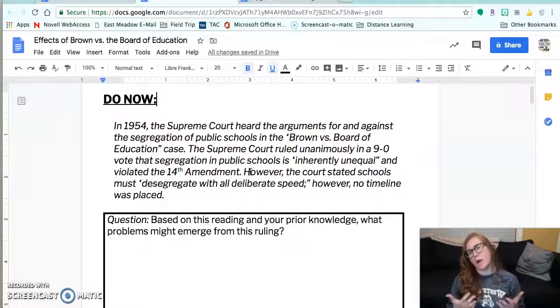And when I talk about prior knowledge, draw upon what we talked about when we did Reconstruction, where we had the passage of the 13th, 14th, and 15th Amendments, where African Americans are granted legal rights under the Constitution, but we see Southern governments finding ways around granting those rights to African Americans. They find those loopholes. So based on what we know, what has happened in the past, what is the trend that's emerged, what do you think may happen following the Brown versus the Board of Education ruling?